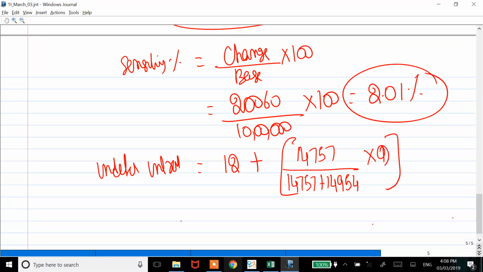Into L2 minus L1. I get it as 12.99%. 12 plus 14,757 divided by 14,757 plus 14,954, into L2 minus L1, which is 12.99%.